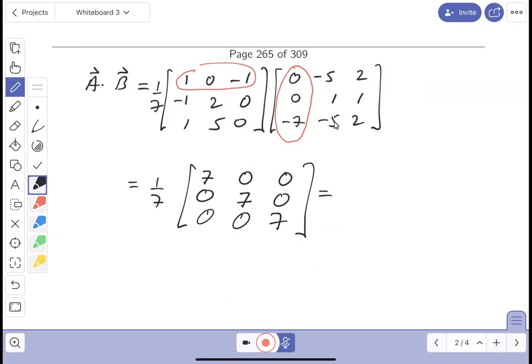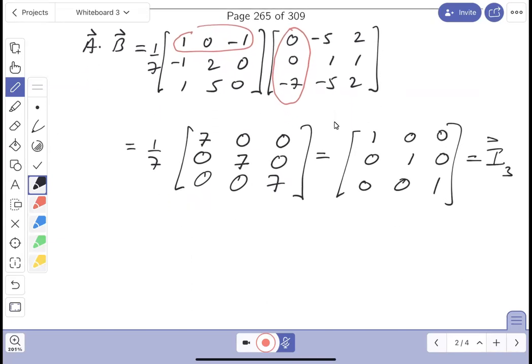Now multiply by the scalar 1/7. What do you get? 1, 0, 0, 0, 1, 0, 0, 0, 1, which is what? It's I3. We verified what they asked to verify. Now let's do the other one now.